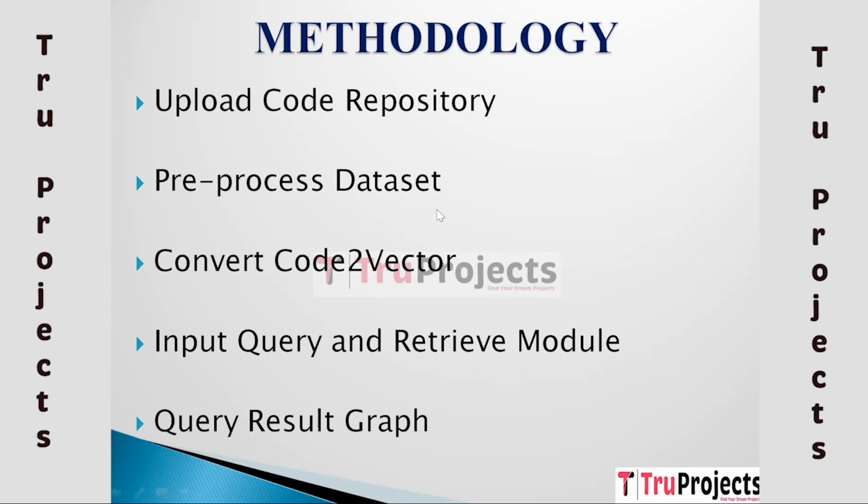Second module is Pre-processed Dataset. The pre-process module is responsible for scanning each program in the code repository and applying data pre-processing techniques. This step involves removing unnecessary stop words from comments and code, which helps reduce the training data size and removes irrelevant information.